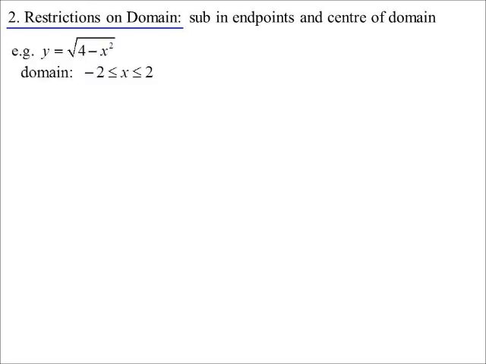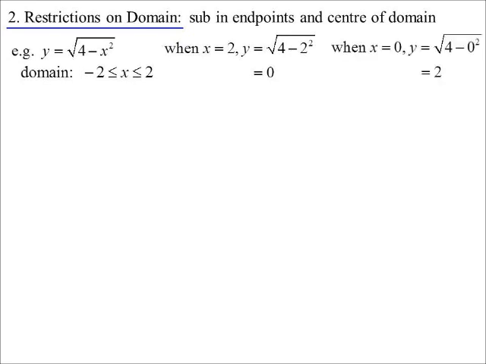So there's that semicircle we had before. If I sub in 2, I get 0. If I sub in negative 2, I get 0 as well, don't I? But if I sub in the middle, I get 2. This is a nice symmetric one. So the range ends up being in between 0 and 2. I mean, if you can draw the picture, then it's just a heck of a lot easier.